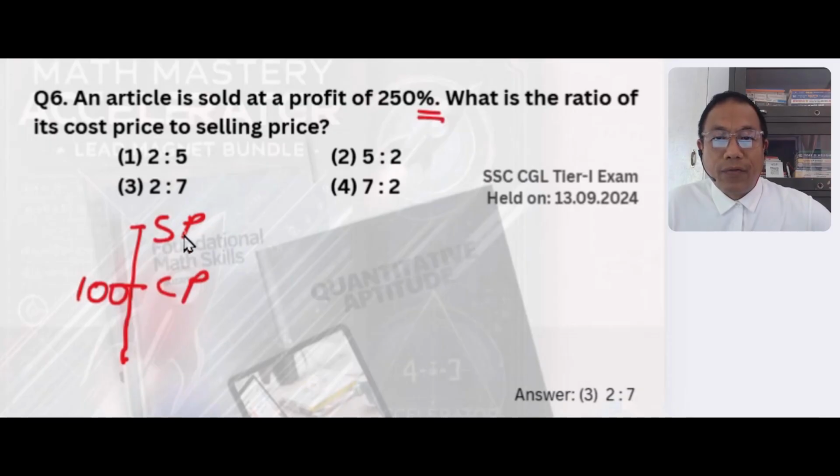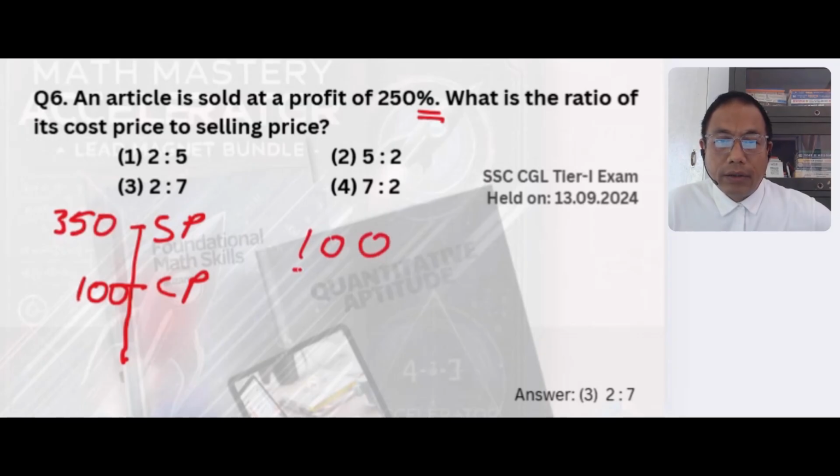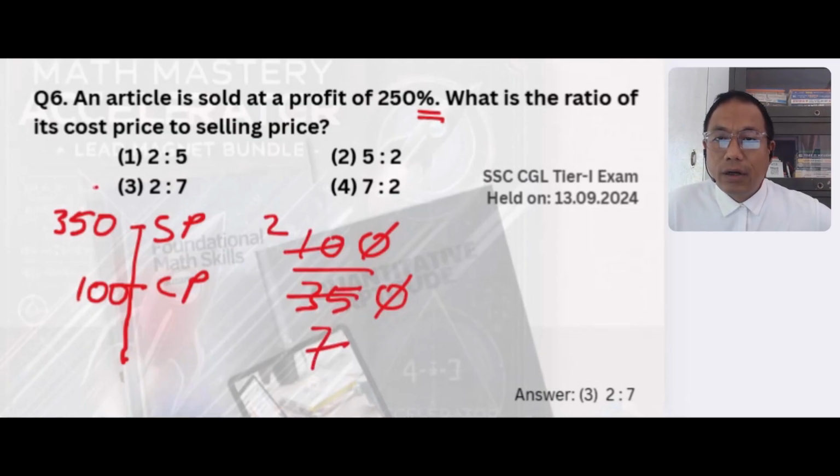Cost price plus profit is selling price. 100 plus 250 is 350. What is the ratio of its cost price to selling price? Cost price is 100, selling price is 350. Cancel 0, 0, cancel with 5. 5 toward 10, 5, 7, 35. Do I have 2:7? Option 3 is the right answer.